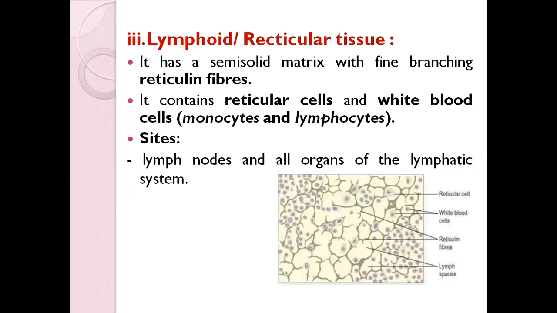So next we will move on with the third type, which is called the lymphoid or the reticular tissue. Why is it called reticular tissue? It is mostly because in this type of tissue we mostly find reticulin fibers. So that is the main reason that it is also called the reticular tissue. It contains the reticular cells, reticulin fibers, and also the white blood cells, like your monocytes and lymphocytes.